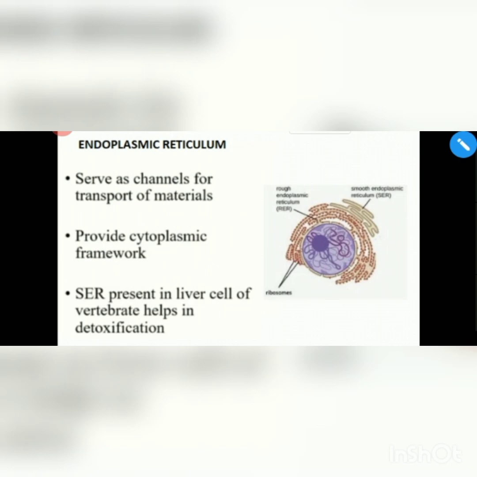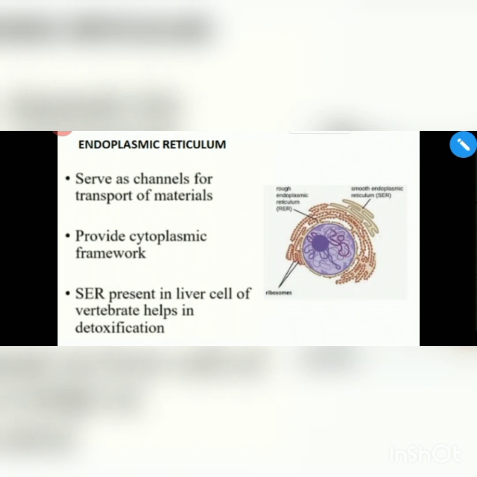Now, there is another important function of the smooth endoplasmic reticulum that is present in liver cells. In the liver cells of vertebrates, the smooth endoplasmic reticulum helps in detoxification. Now, what are vertebrates? Those organisms that have a backbone or a vertebral column. They are called vertebrates. And in the liver of vertebrates, the smooth endoplasmic reticulum will help in detoxification. It will play an important role in detoxifying poisons and drugs.